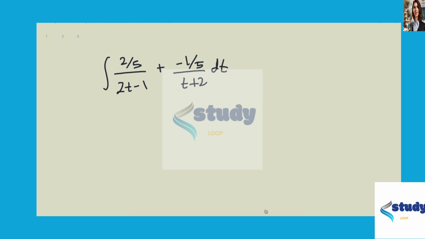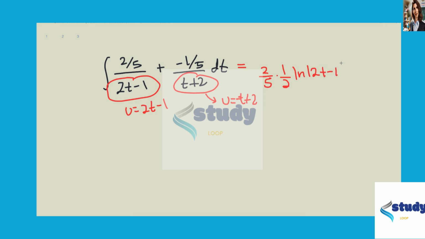Now for this first integral, it might help you here to do a u substitution if that 2 and the minus 1 is bothering you. And similarly over here, you can take u to be t plus 2. So when we evaluate, we get 2 over 5, and then we also get a 1/2 from this u substitution, ln of 2t minus 1. And then for the second integral, minus 1 over 5, it's a 5 on the bottom, natural log of t plus 2, and now we should go ahead and add that constant C of integration.